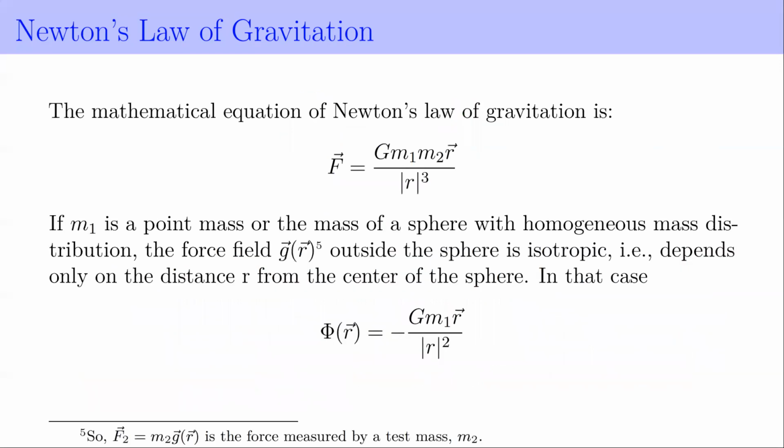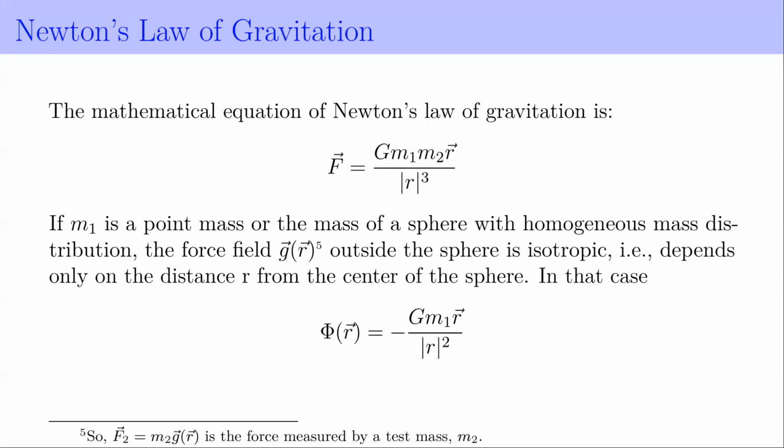So you can write it this way. The reason it's cubed is because you have a vector r at the top. So r over the magnitude of r gives you a unit vector in the direction of r, the distance between the two.